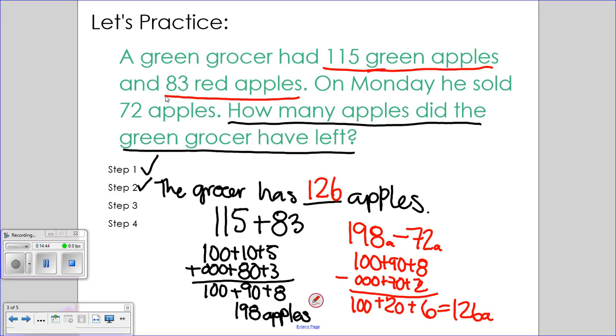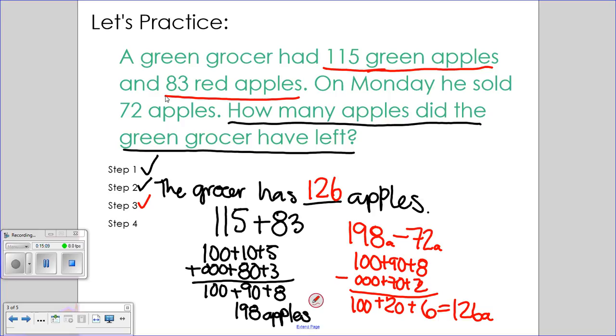Did I make a plan and do some math to solve it? Yes. So I've done step 3. Now step 4 is what, Bryce? Kate, you want to help him out? Check your work.